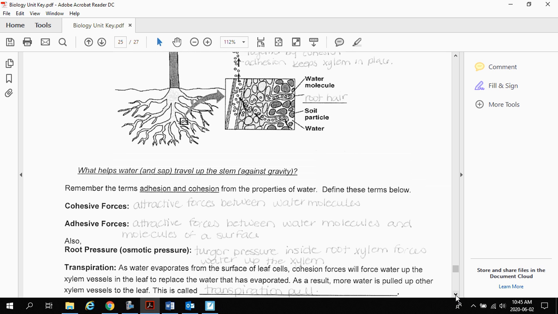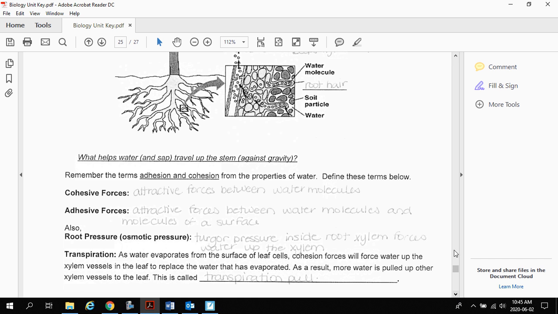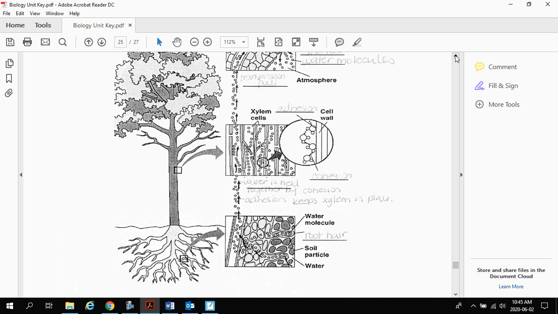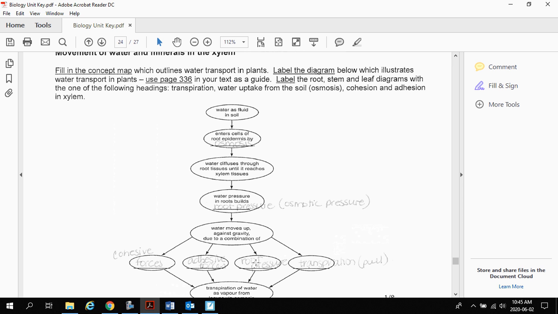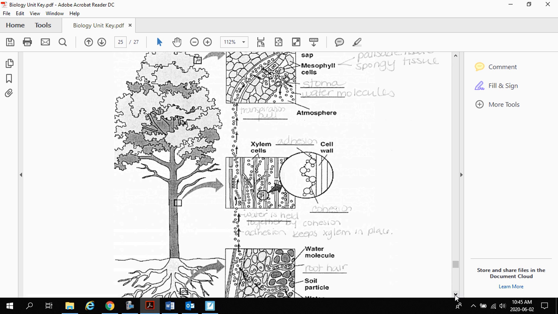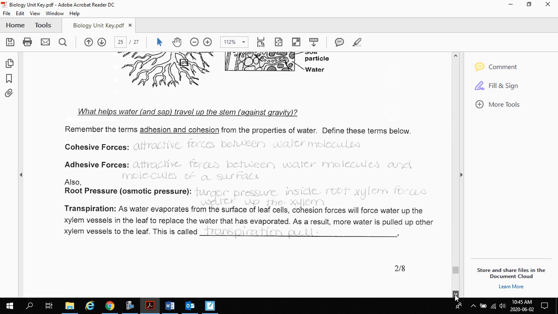This is tying in those four things from the page before. I'll just scroll back to what I was talking about. These four reasons that water and minerals move up are due to these parts. So what helps water travel up the stem? Cohesion: the attractive forces between water molecules, so that's one water molecule to the next. Adhesion, or adhesive forces, are the attractive forces between the water molecules and the molecules of a surface. In this case, it's between water molecules and the surface of the xylem, or the walls of the xylem.